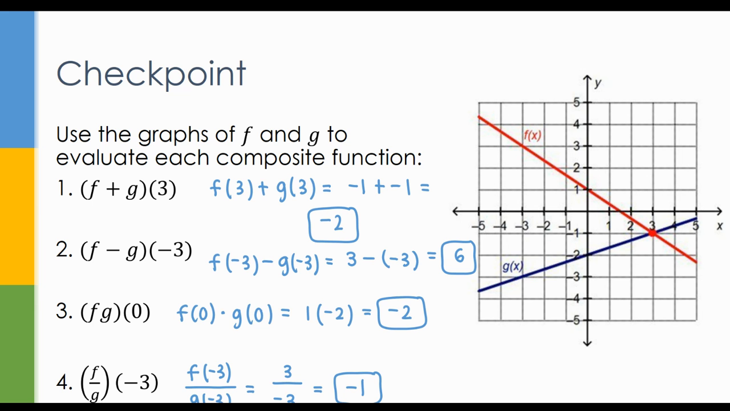So you should have gotten these answers. When you added, you should have gotten -2. When you subtracted, you should have gotten 6. When you multiplied, you should have gotten -2. And when you divided, you should have gotten -1.